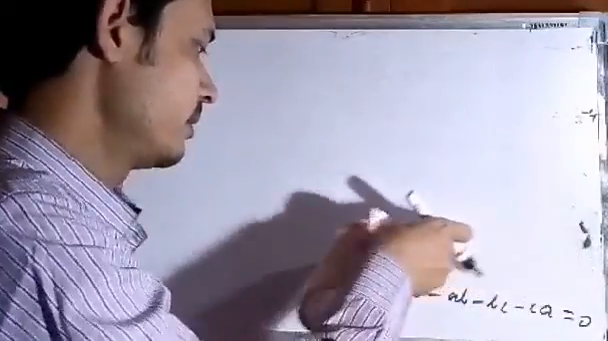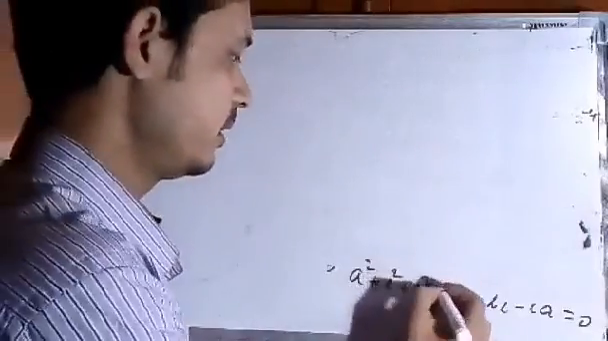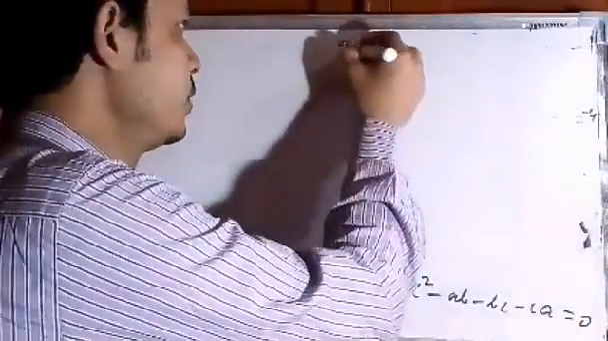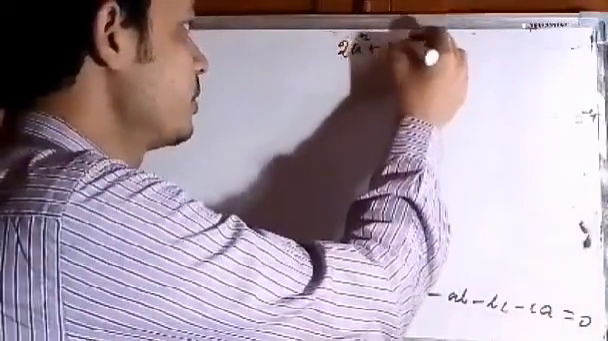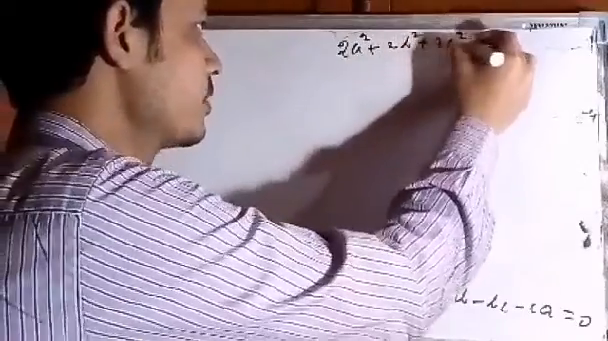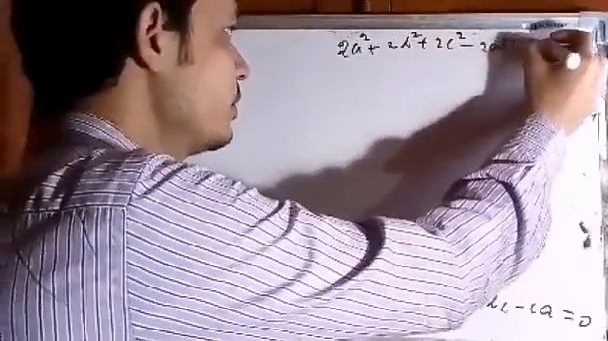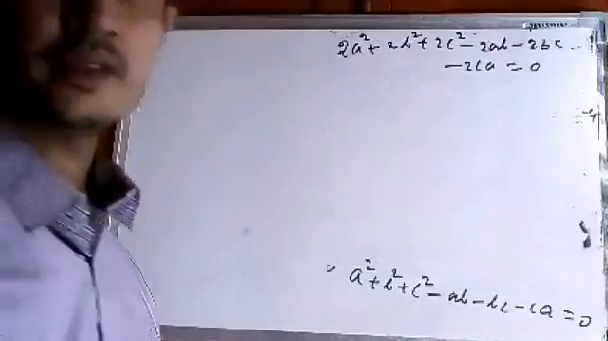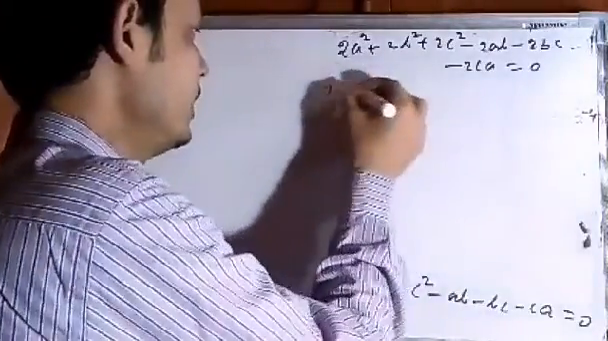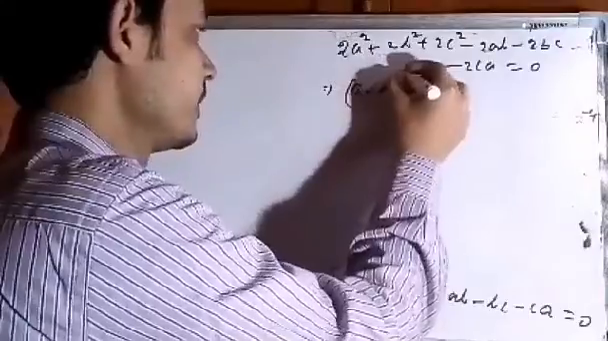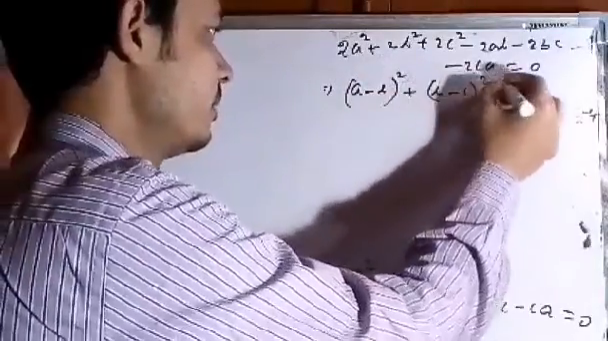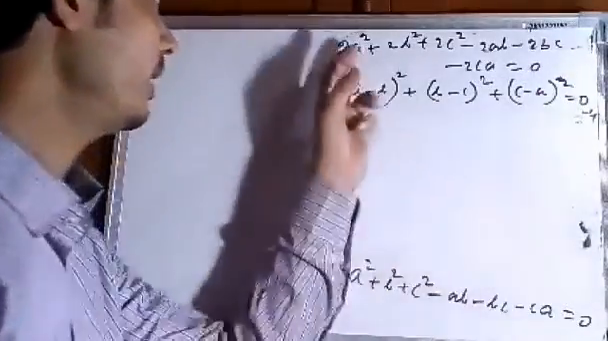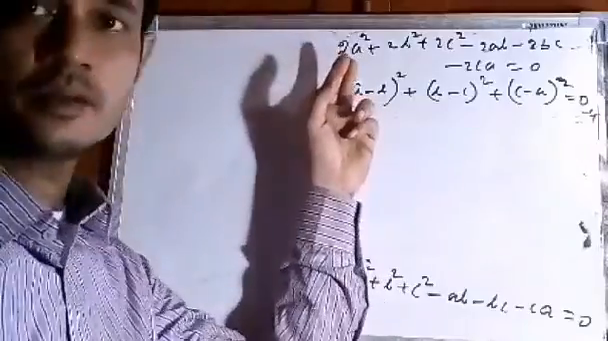So now we have this value. Now from this value we have to get the required result. So what we do, we multiply the term by 2. So we get 2A square plus 2B square plus 2C square minus 2AB minus 2BC minus 2CA equals 0. Now we will form 3 perfect squares from this expression. So we get A minus B whole square plus B minus C whole square plus C minus A whole square equals 0.